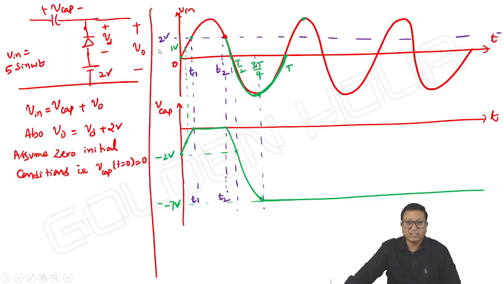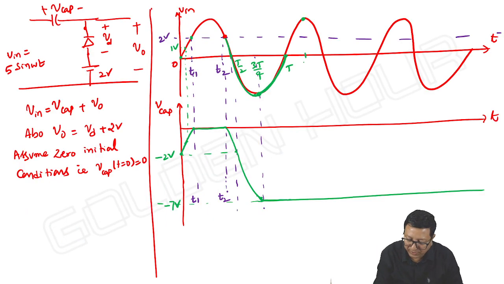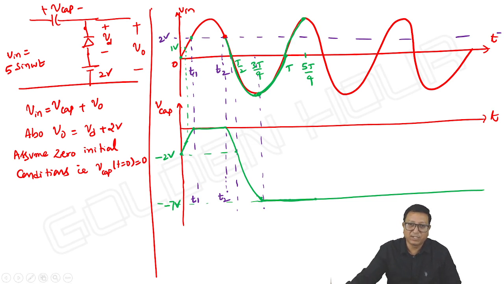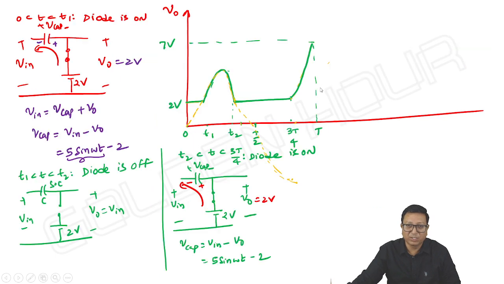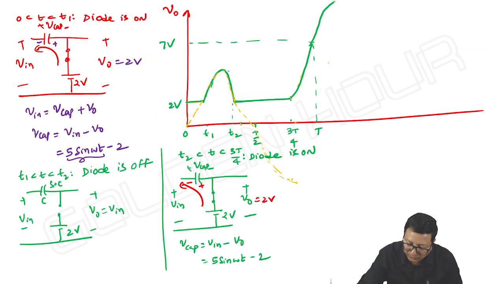That's the meaning of it. Next, at t equal to 5T by 4, input is further rising by another 5, the capacitor is unable to change its voltage, then output also will rise by the same amount. So input rises by 5 means output also rises by another 5 volts.